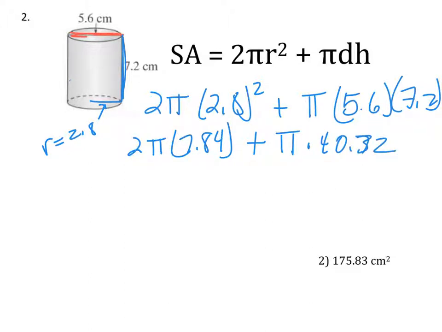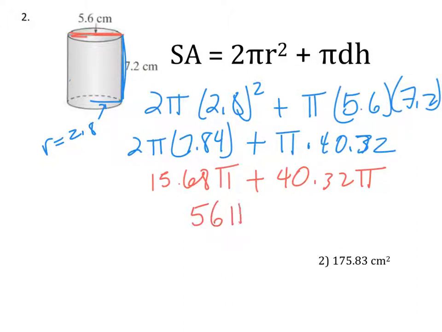40.32. There we go. Now I'm going to go back over here and we're going to take 2 times 7.84. So 2 times 7.84 is 15.68. So this becomes 15.68 pi plus 40.32 pi. Now here's the thing. These both have pi on them, so you can add them. So 15.68 plus 40.32 is 56 pi. So again, add them together, it's nice they fit.